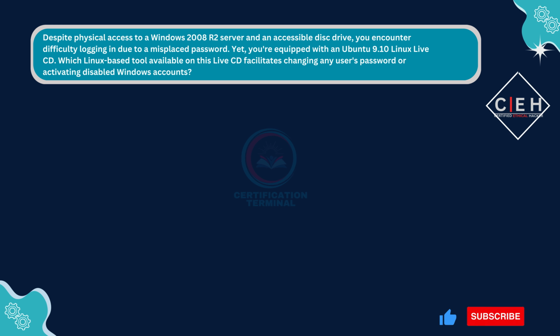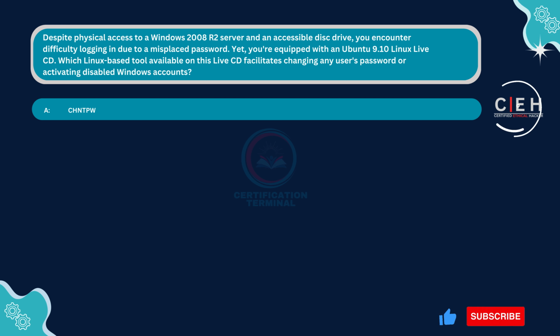Next question. Despite physical access to a Windows 2008 R2 server and an accessible disk drive, you encounter difficulty logging in due to a misplaced password. Yet, you're equipped with an Ubuntu 9.10 Linux Live CD. Which Linux-based tool available on this Live CD facilitates changing any user's password or activating disabled Windows accounts?